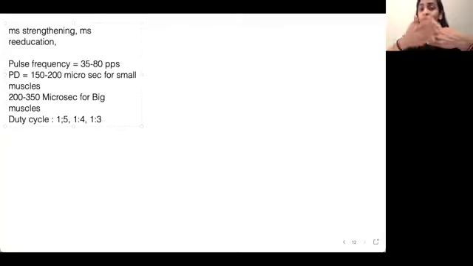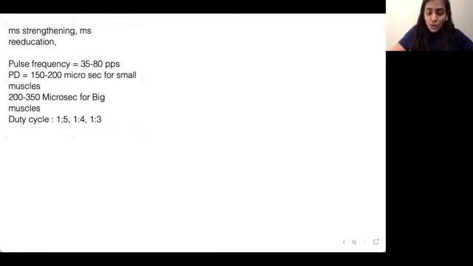So always remember, for muscle strengthening, muscle re-education, muscle atrophy, regaining strength, whatever words they use, your duty cycle will always be around 20%. You can have 1 to 3, 1 to 4, 1 to 5, but never less than 1 to 3. Okay, that's what your duty cycle is going to be.